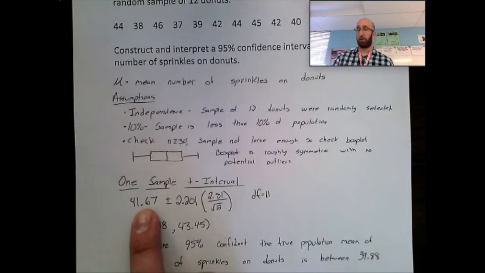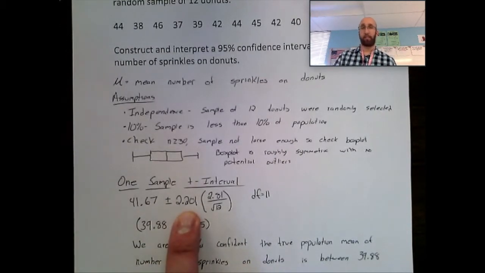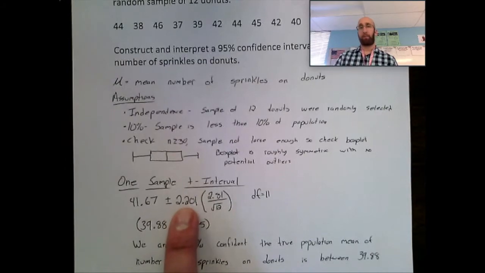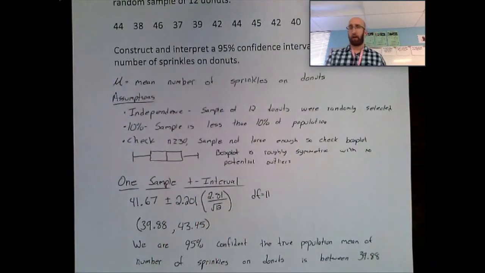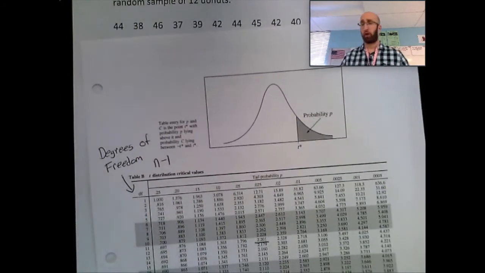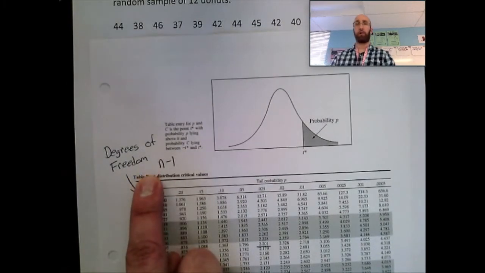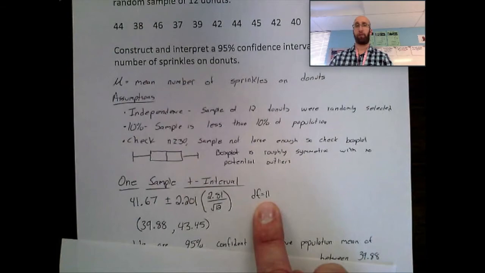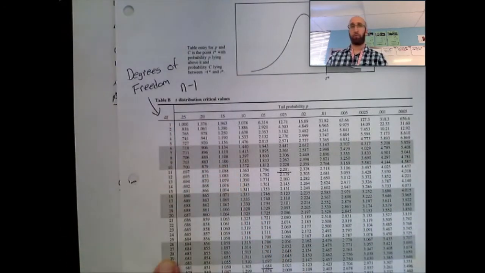So x bar was, I rounded to 41.67, plus or minus, we'll come back to t star in a second. My standard deviation was 2.81, and my sample size is 12. I needed to find my critical t value. How we do that is we're going to use our t chart. First thing you're going to need to know is your degrees of freedom. So take your sample size and subtract 1. So my degrees of freedom is 11. So I know which row I'm on.